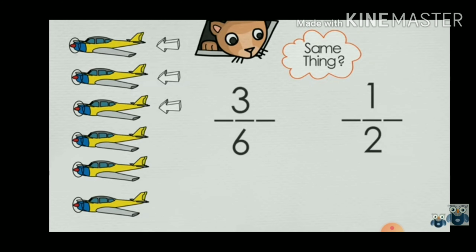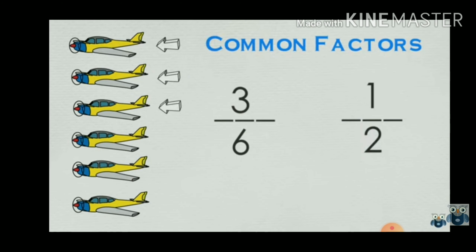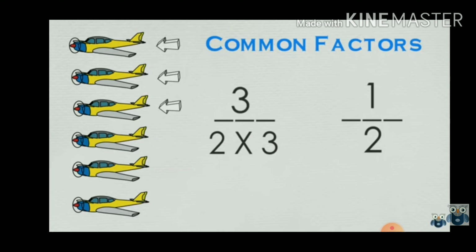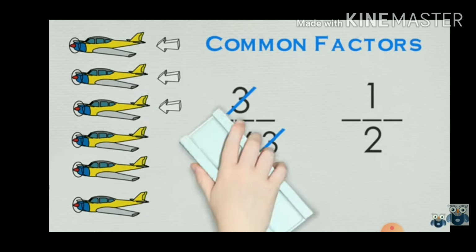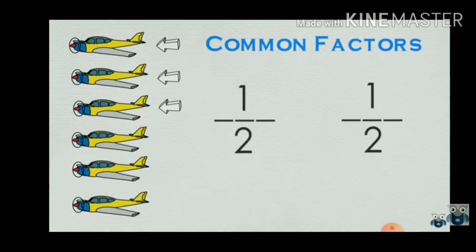And how do we do that? By finding common factors. Let's take the numerator. It's 3. Can I split it further? I cannot. But I can split the denominator. 6 can be written as 2 times 3. So I can write my fraction as 3 by 3 times 2. And cancelling the 3's, which are common factors, we get 1 by 2, which is the simplified fraction.